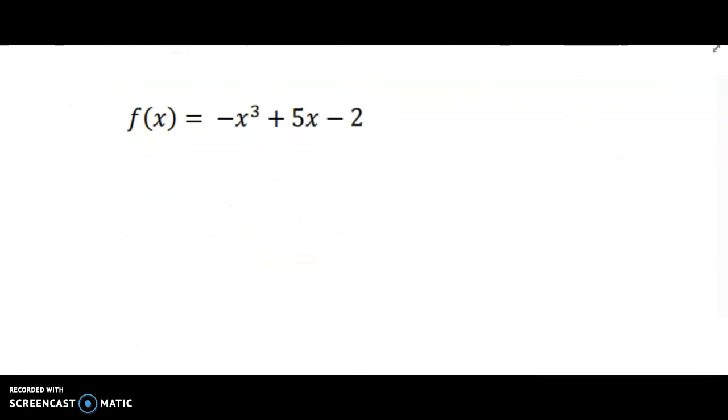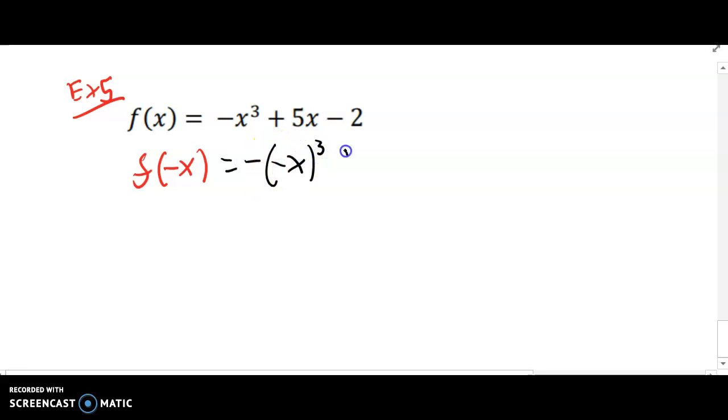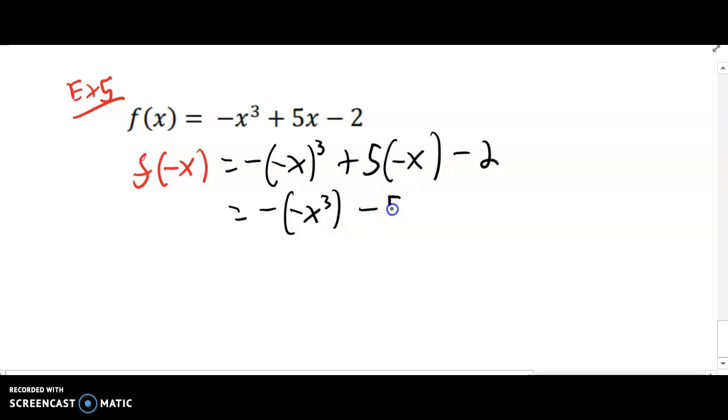Alright, we got just one more here. We'll call this example 5. Make sure you pause and write the original problem. We're always going to start the same way. f of negative x. Negative on the outside stays. Now it's negative x cubed plus 5 times negative x minus 2. Any negative to an odd exponent stays negative. Minus 5x minus 2. Double negatives, positive x cubed.